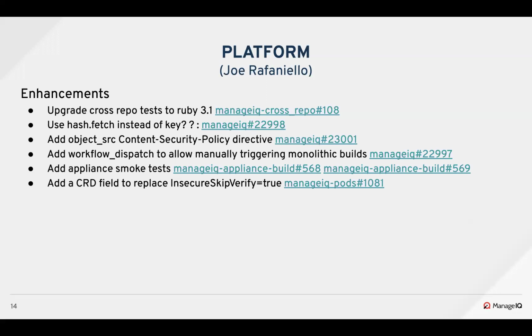Brandon added the ability to manually run the monolithic container on demand from within the ManageIQ repo. He also added an appliance smoke test script, and he further improved it with CentOS Stream 9 hosts. He also added a CRD field for the SSL verify option to replace an existing TLS configuration setting, and he defaulted it to verify SSL. Next slide, please.